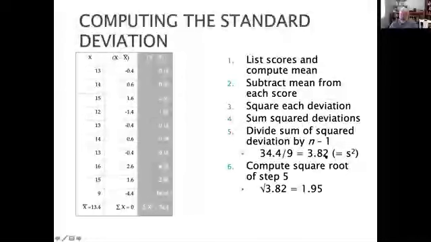That number is called the variance. But there's one final step in getting the standard deviation: we take the square root of 3.82. So the square root of 3.82 equals 1.95. So the standard deviation for these numbers is 1.95.